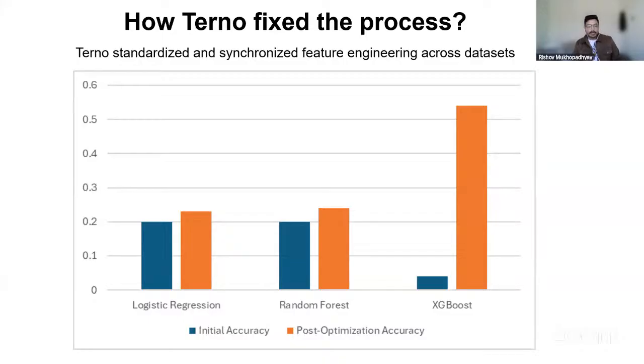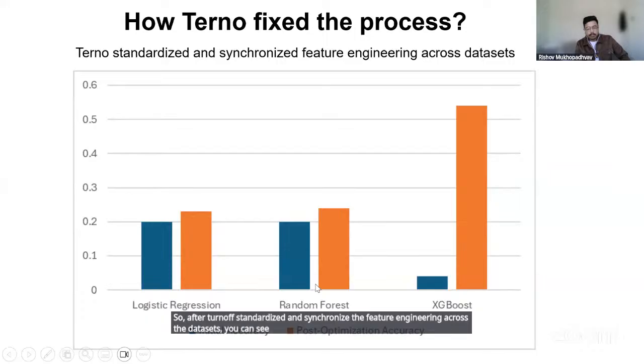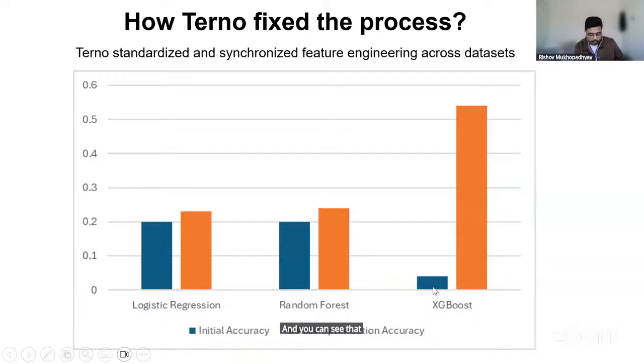So after Torno standardized and synchronized the feature engineering across the data sets, you can see that there is a huge difference in the models. It trained the same model, and this is the initial accuracy, which is blue, and post optimization accuracy is in orange. And you can see that XGBoost actually outperforms.